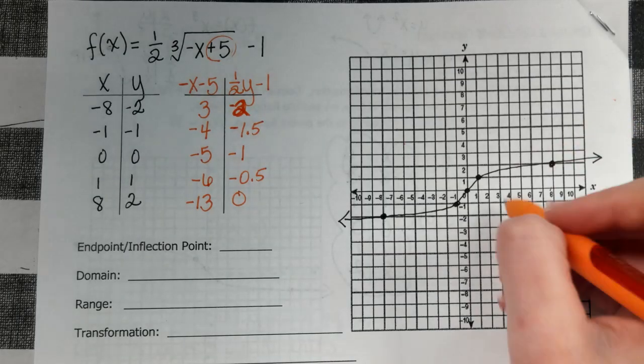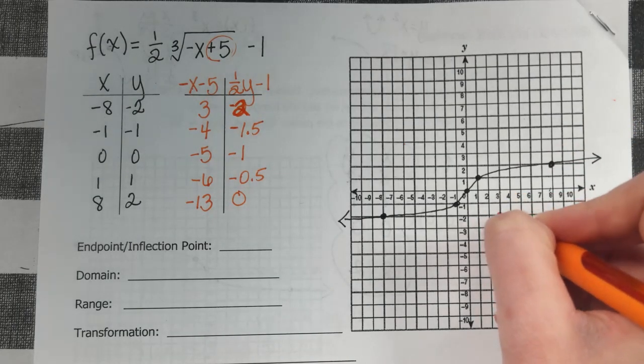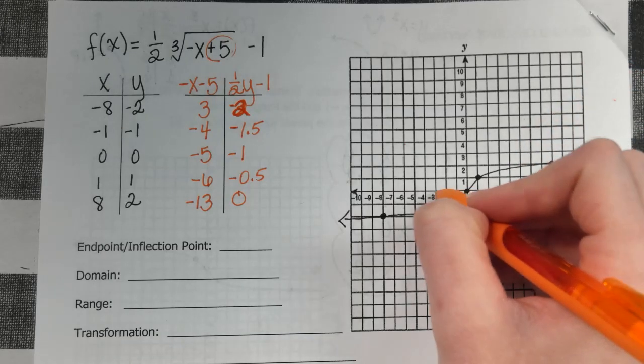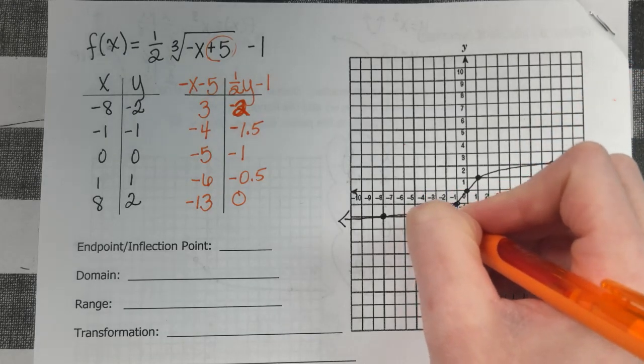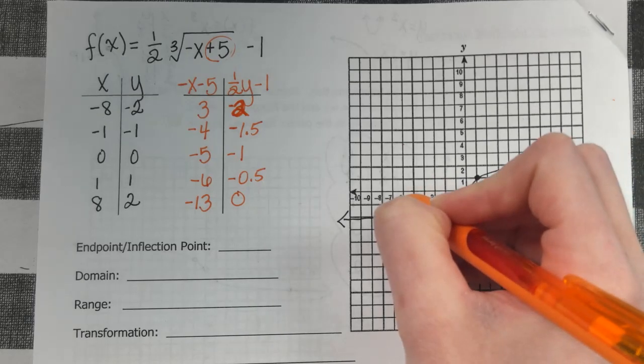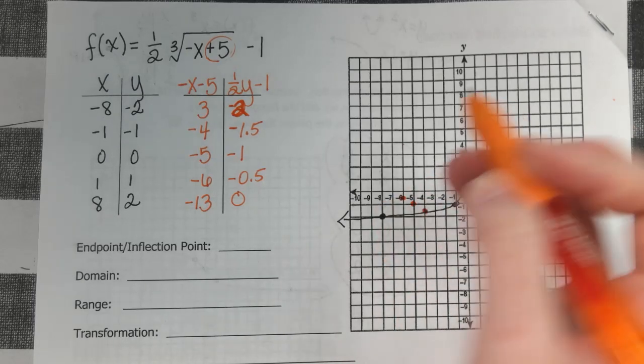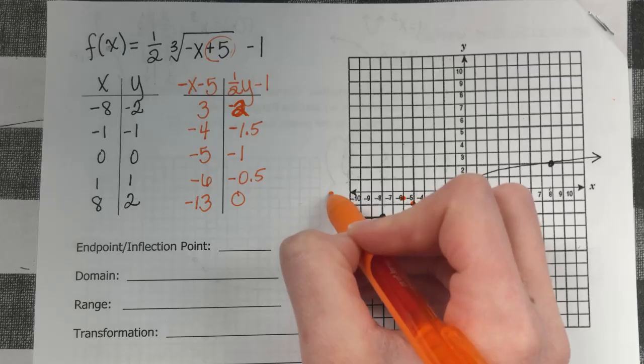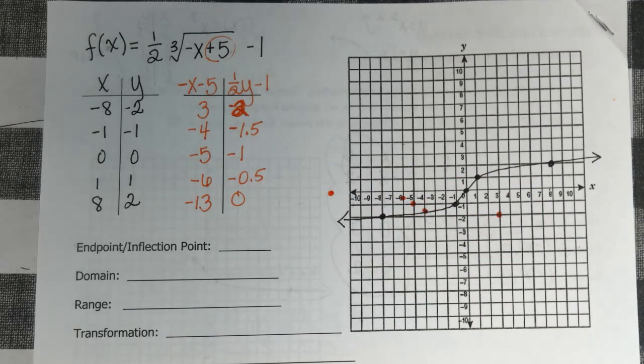So you've got 3, -2. -4, -1.5. -5, -1. -6, -0.5. -13 is going to be off your graph at 0.